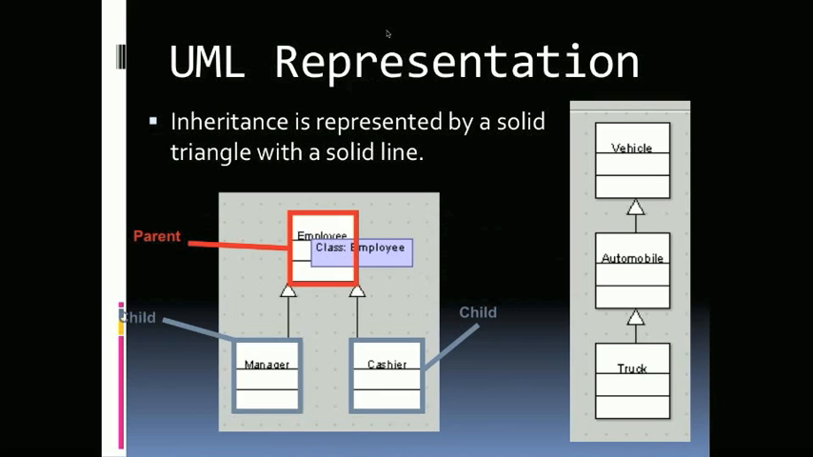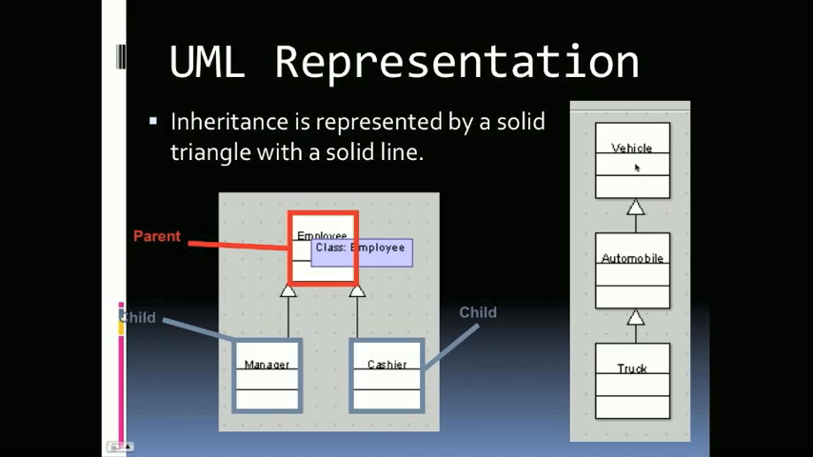What does this look like in UML? Well, we have this idea of inheritance being represented by a solid triangle with a solid line. So, on the right-hand side of this lecture is a correct inheritance hierarchy in Java. Notice that I have a class called vehicle. Okay, vehicle is the parent class for this entire hierarchy on the right. And you'll notice that beneath that is the class automobile. An automobile is a specific extension of vehicle.